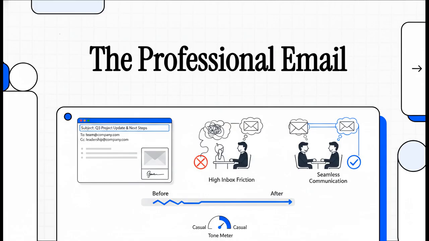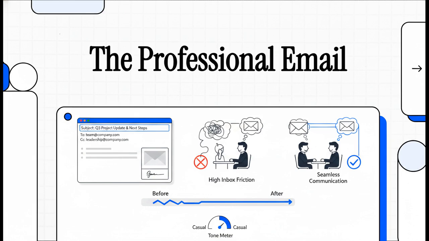Think about it for a second. When an app on your phone is poorly designed, what happens? It creates friction, right? You get frustrated? Well, when an email is poorly designed, it creates inbox friction. It leads to confusion, delays, and those endless back-and-forth threads that drive us all crazy.